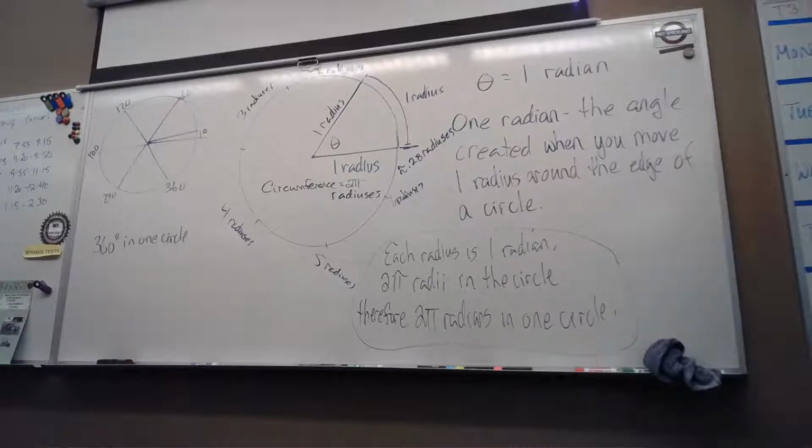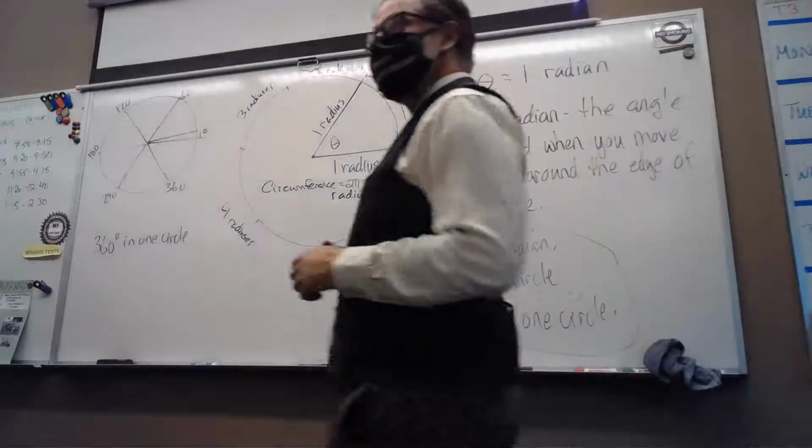So here's my question, and you'll need a calculator. Approximately how many degrees in 1 radian? Go. Discuss with your partner. Are you ready to explain how you got it? Yeah. The whole radius. I thought I had it on there, but I don't.